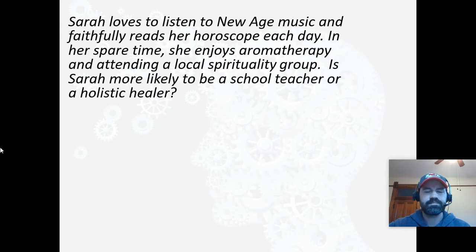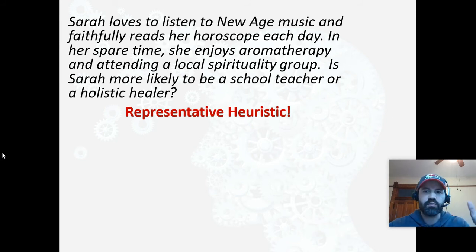So here's some examples for you. Sarah loves to listen to New Age music and faithfully reads her horoscope each day. In her spare time, she enjoys aromatherapy and attending a local spirituality group. Is Sarah more likely to be a school teacher or a holistic healer? She may appear to be someone who would be a holistic healer, but the question is, is she more likely to be a school teacher or a holistic healer? Well, ask yourself, how many holistic healers do you know? Maybe one, right? How many school teachers do you know? Quite a few. So Sarah's more likely to be a school teacher, but she represents what we expect or what we think about when we think of a holistic healer. So that's a representative heuristic.